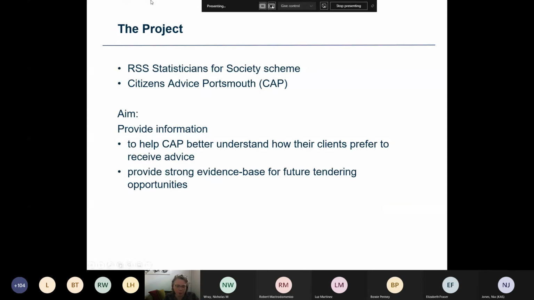So the aim of the project is to provide information to help CAP, Citizens Advice Portsmouth, to better understand how their clients prefer to receive advice. For example, it could be face-to-face or via telephone or web or video chat, email, or even via social media, and also to support their future bids for funding. So it was two aspects to it.